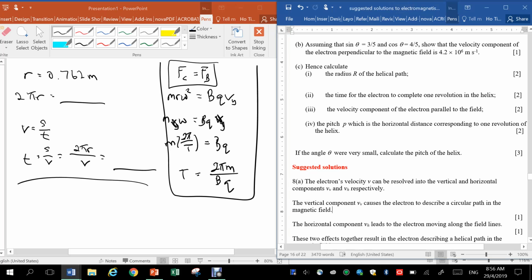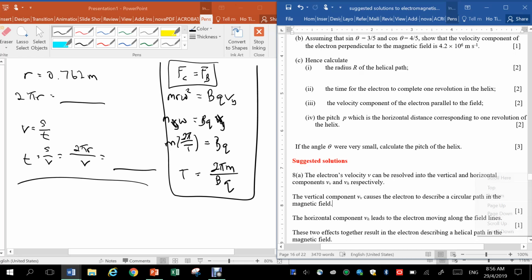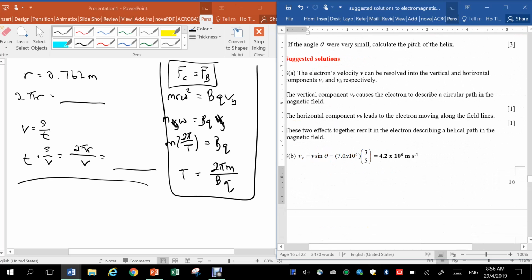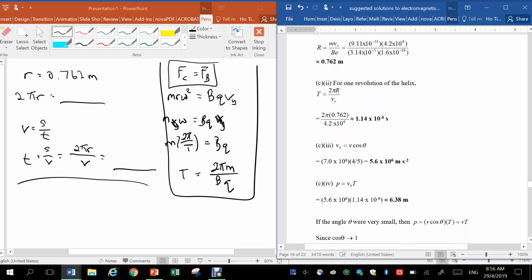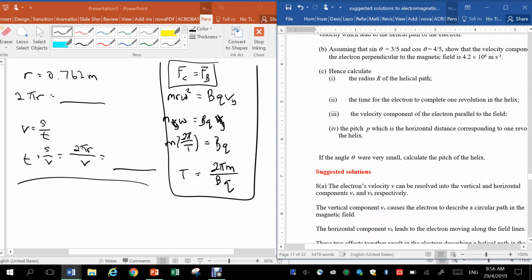So let's take a look at them. Scroll down. Right, there you go. C part 2, the time is 1.14 times 10 to the power of minus 6. That is a very small microsecond. Not a problem.